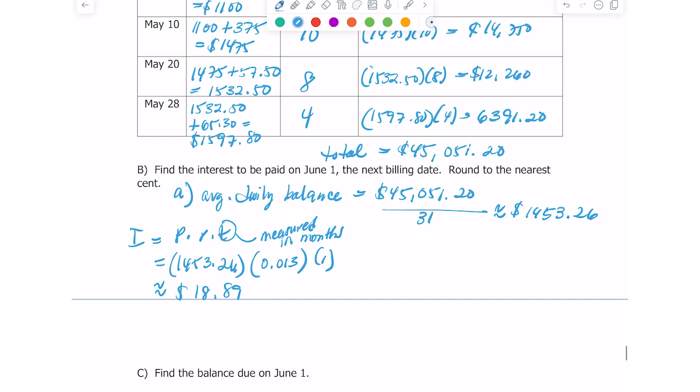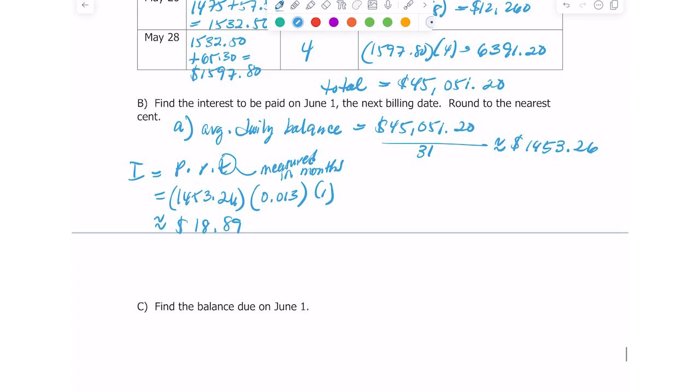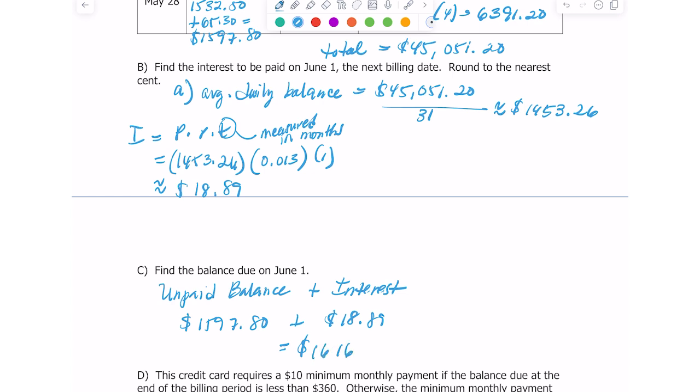So to find the balance due on June 1st, you're going to take your principal, which is the unpaid balance on May 31st. That was the $1,597.80. Plus the interest that we just calculated. So that's this plus this, which equals $1,616.69.